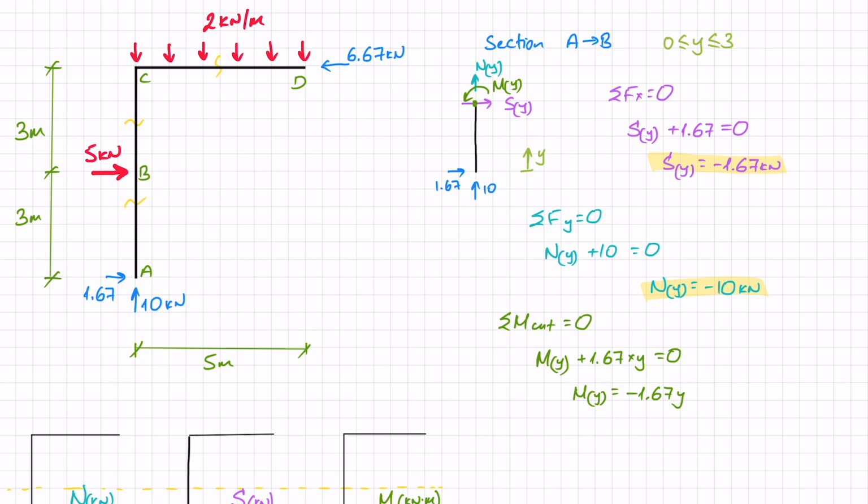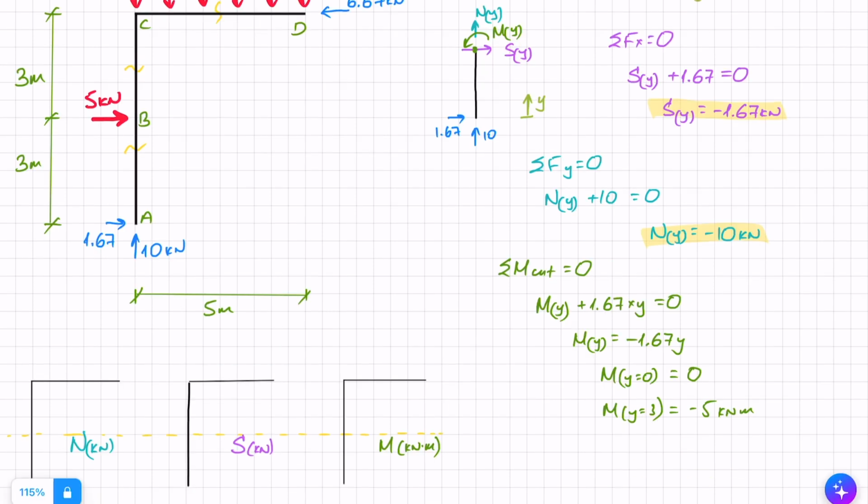I'm interested in 2 points really: what happens at A, when y equals 0, and what happens at B, when y equals 3. There'll be cases where I'll be interested in different things along the way, say if I've been asked what happens between A and B, but in this case I just want to draw my graph. So at 0 I get a moment of 0, which makes absolute sense because we don't start off with a moment at A. And when y equals 3 I get minus 5 kilonewton meters. Now I have all the information that I need to fill the first bit of each of these graphs. Let's start off with the moment.